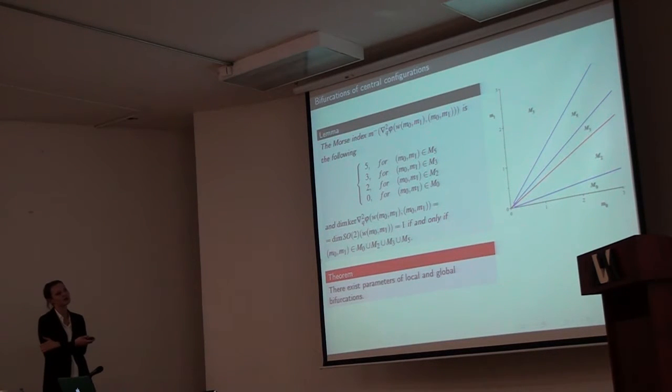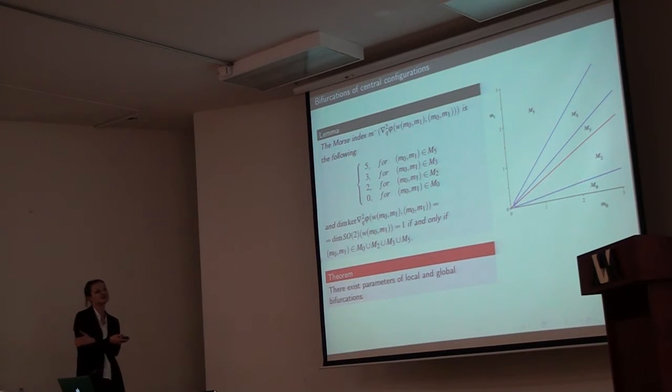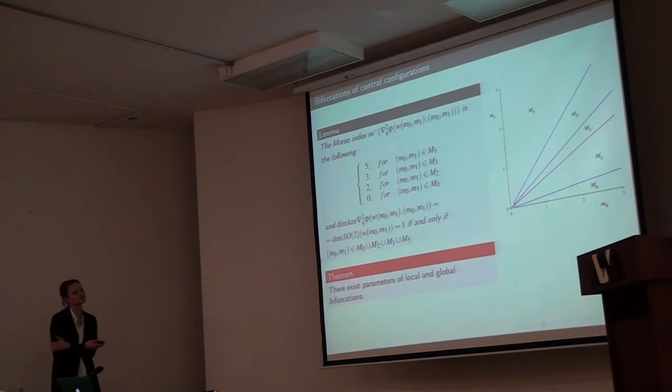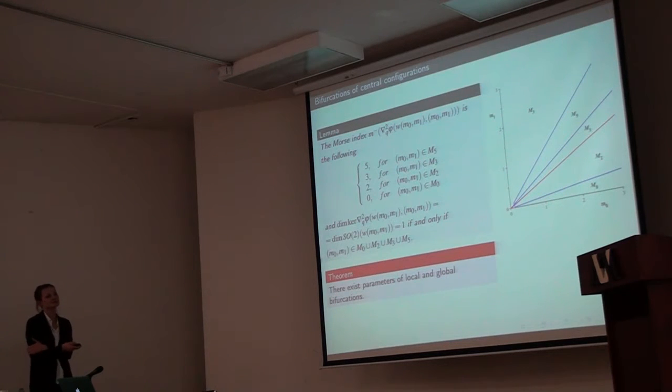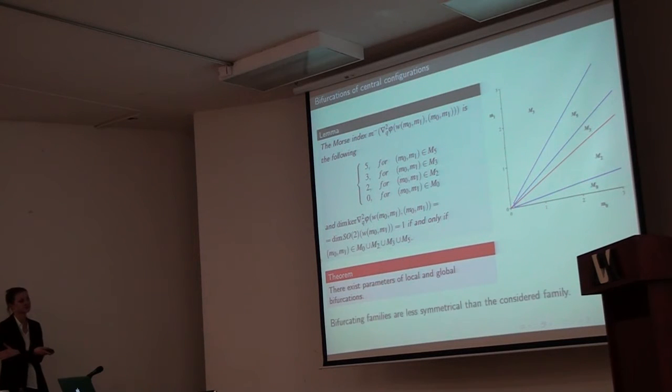Passing through the blue lines, the Morse indexes change, but the parity is not changing, so we can prove that from these blue lines we have local bifurcation, for parameters from these blue lines. And only from that red line, the parity is changing, so we have the existence of global bifurcation. And the same as before, what bifurcates from those lines is less symmetrical. It's not the Rosette family. It's a different type of symmetry.